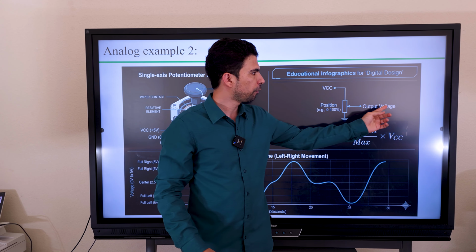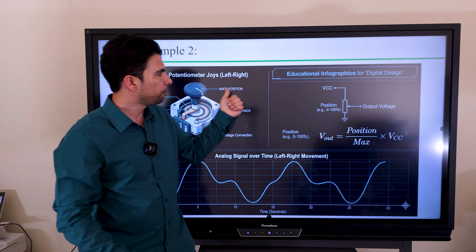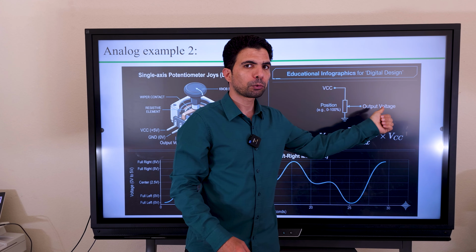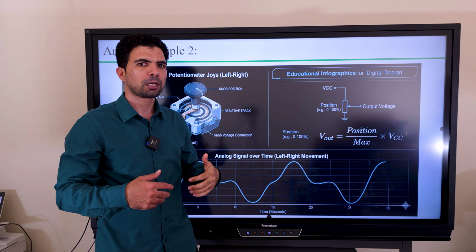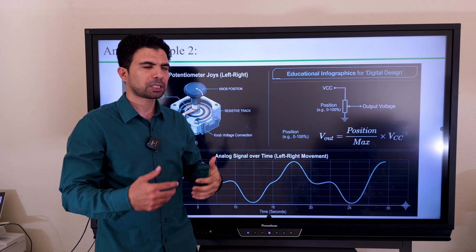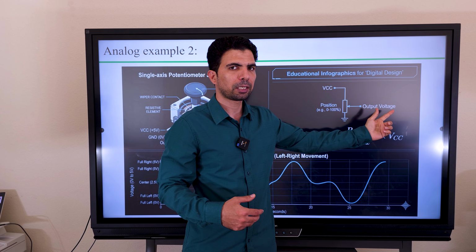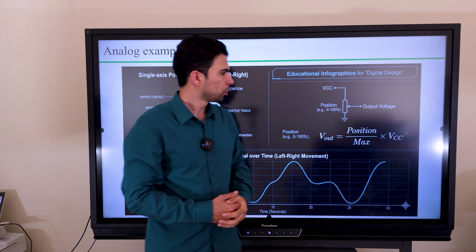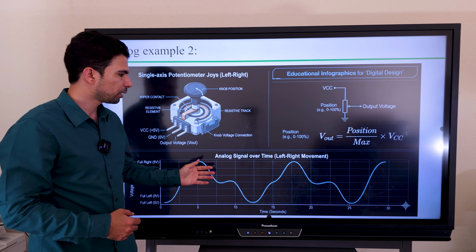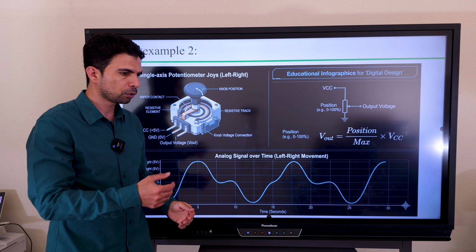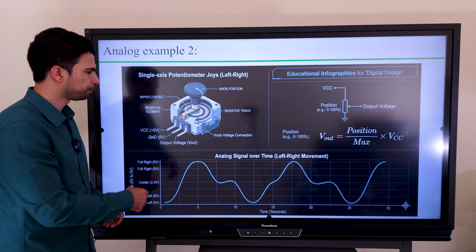We measure the output voltage from here, which means that the position is finally converted into an output voltage. So the position, which we can consider a physical quantity, will be converted into voltage, which is an electrical signal. So this is another example, and as you see, this is how the output signal will look according to the positions that we use during our game.